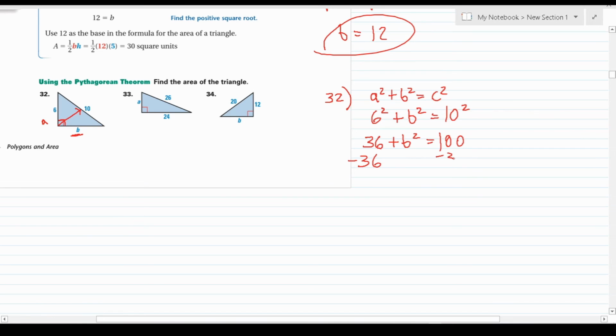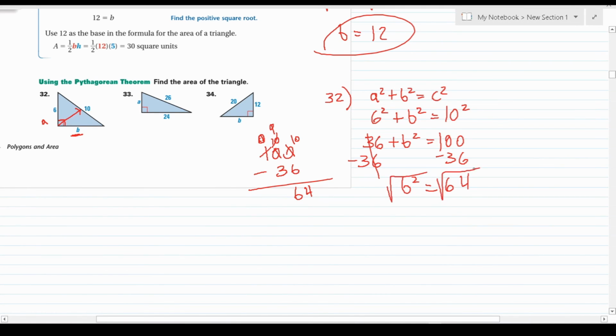Subtract 36 from both sides. This crosses out, leaving you with b squared equals 100 minus 36. And let me do that over here so I can do the area right next to it. 100 minus 36. 0 minus 6 we can't do. There's nothing to borrow from here, so we have to come all the way over here and borrow. This becomes 0. This becomes 10. Now we can borrow one more time. This becomes 9. This becomes 10. 10 minus 6 is 4. 9 minus 3 is 6. So b squared equals 64.